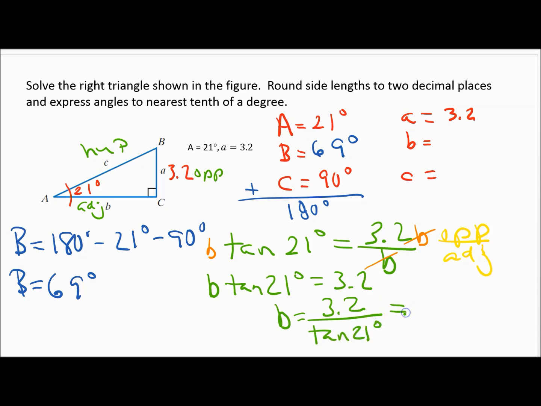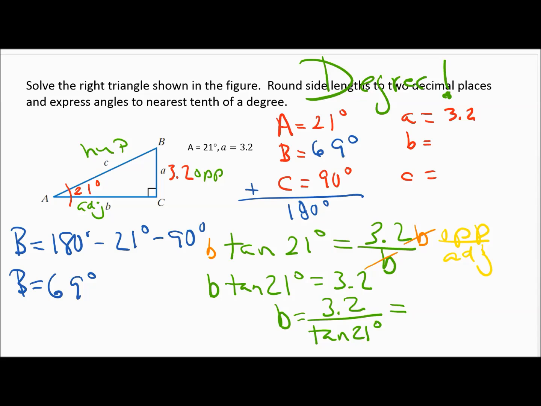Now my next step is to go to my calculator, make sure I'm in degree mode, real big degree mode. Alright, and that's actually true for every problem in this section, degree mode. And I'm going to type in 3.2 and divide it by the tangent of 21.